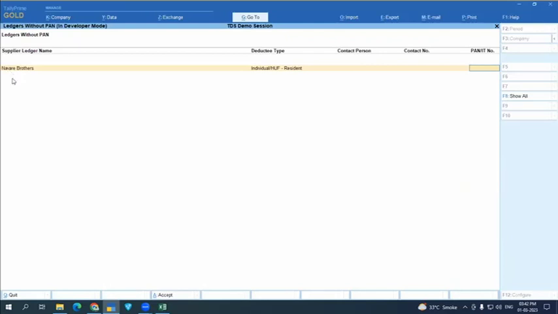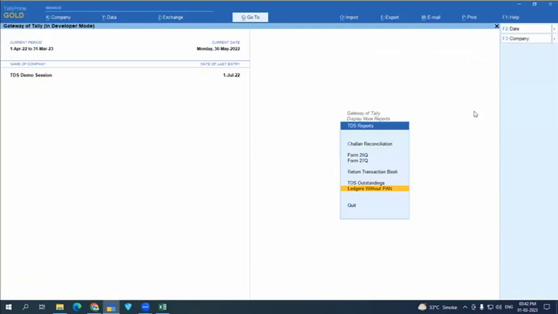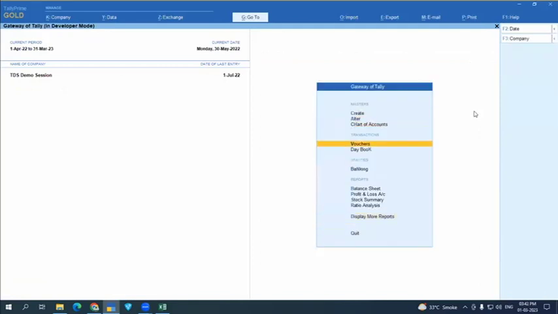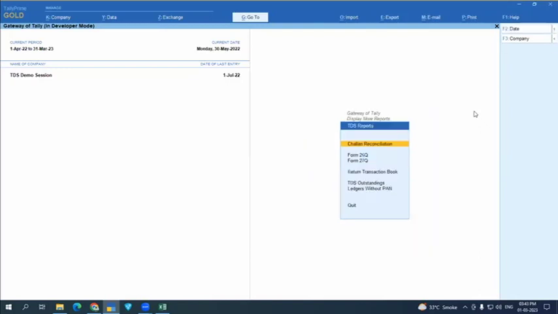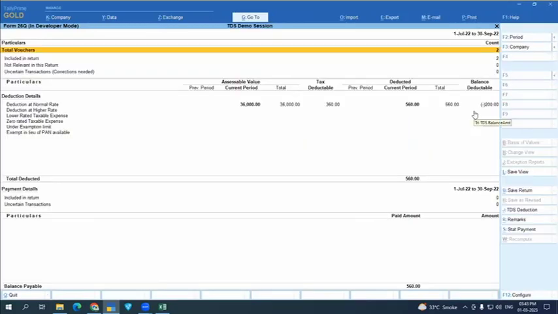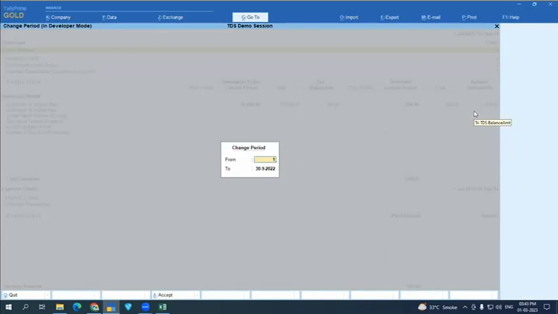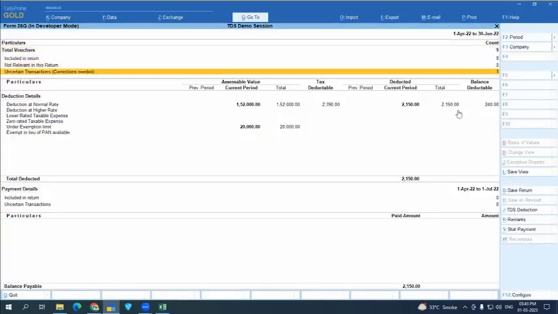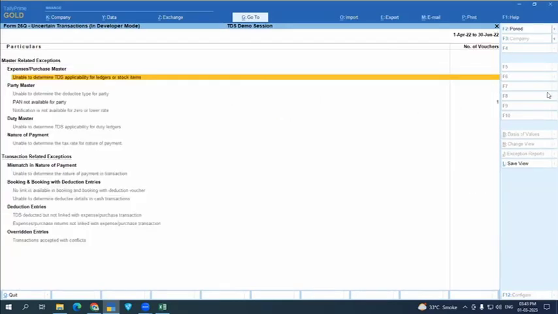Okay, Namre Brothers. We don't have PAN, but let's pass one entry to that party. We have one entry to the party already. But see why that party is not showing. Display, Statutory Reports, 26Q, 1st April to 30 June. And see, here is the error. One error is there. Press enter.